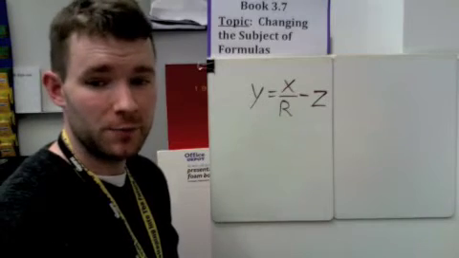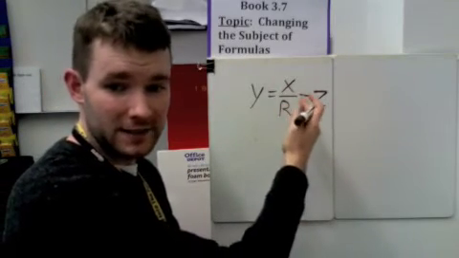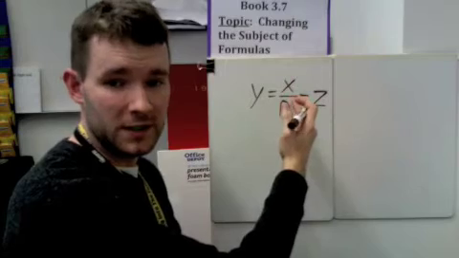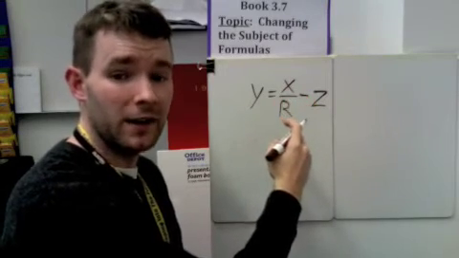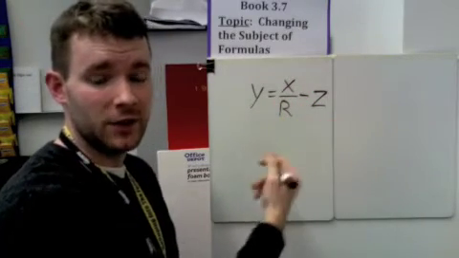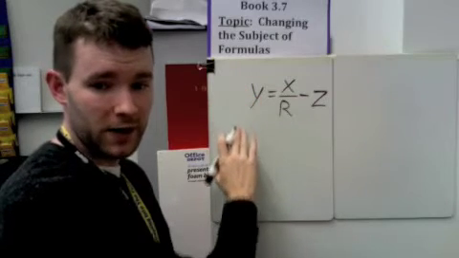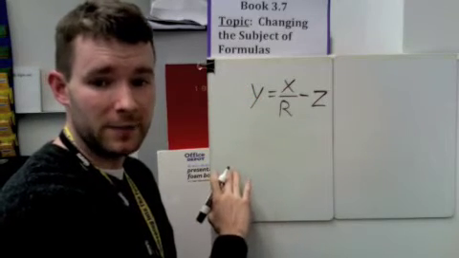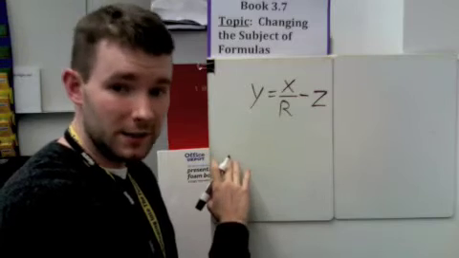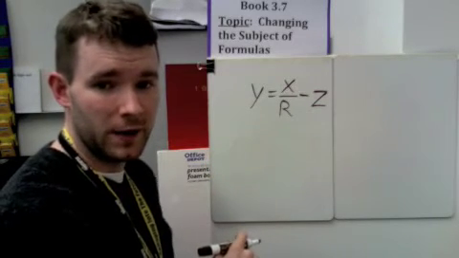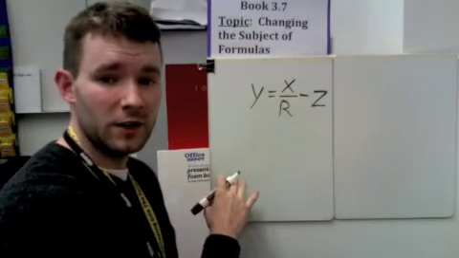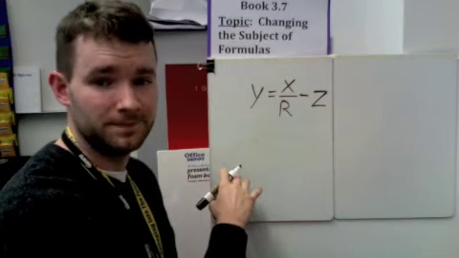Okay, so the first step would be to say, well, what's happening to x, since that's what I want to use as my subject? Well, it's being divided by r, and it's being subtracted by z. And so I've got to use PEMDAS backwards, so I would suggest writing PEMDAS down and starting at the bottom and saying, well, is it being subtracted? Yes, it is, and so we need to undo that first. So pause the video and see if you can do that first step by undoing the subtraction.